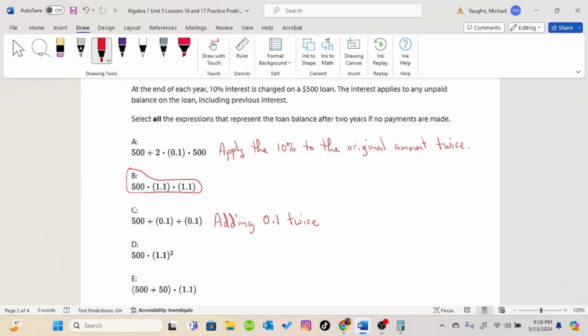Now if we look at D, they've written it as an exponential formula. We have the original 500 times the growth factor of 1.1, because the 1 in the ones position maintains the $500, while the 0.1 adds 10%. But now we've made the exponent 2, which means we apply that 10% to the original 500, and then we apply 10% to the new total. So D is correct.